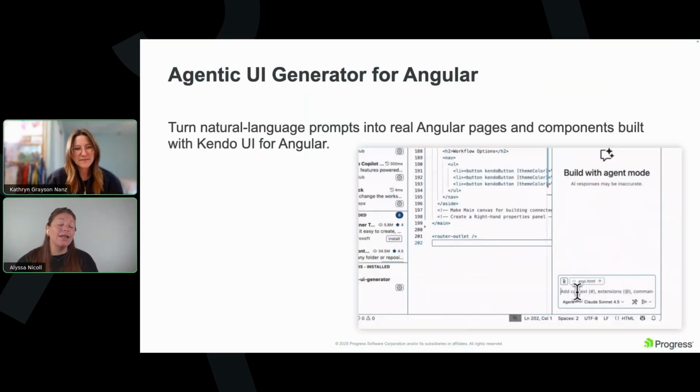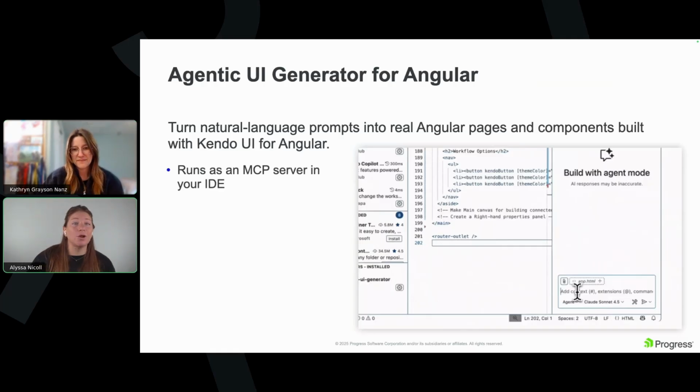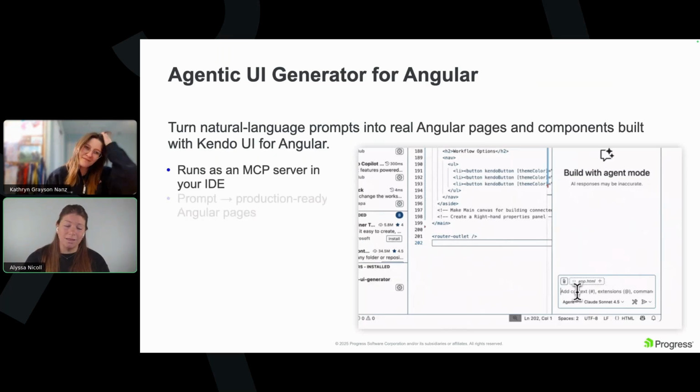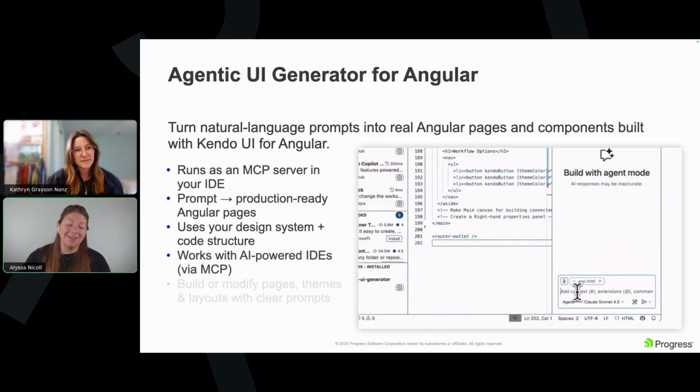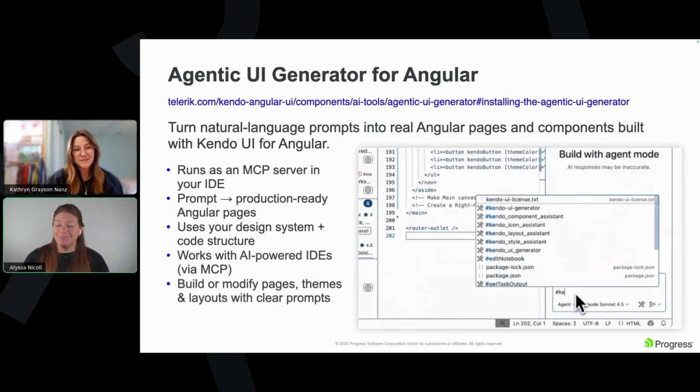Let's dive in. I know we talked about this. As I mentioned in the last section, we introduced the Agentic UI Generator for Angular, but I wanted to just do a little recap of what that means. So you can describe the page that you want, and it builds real Angular components using your design system and Kendo UI. It runs as an MCP server in your IDE, whatever flavor that is, and lets you create and update pages, themes, and layouts with simple prompts. So it's very, very exciting and honestly been really fun to use and to work with.